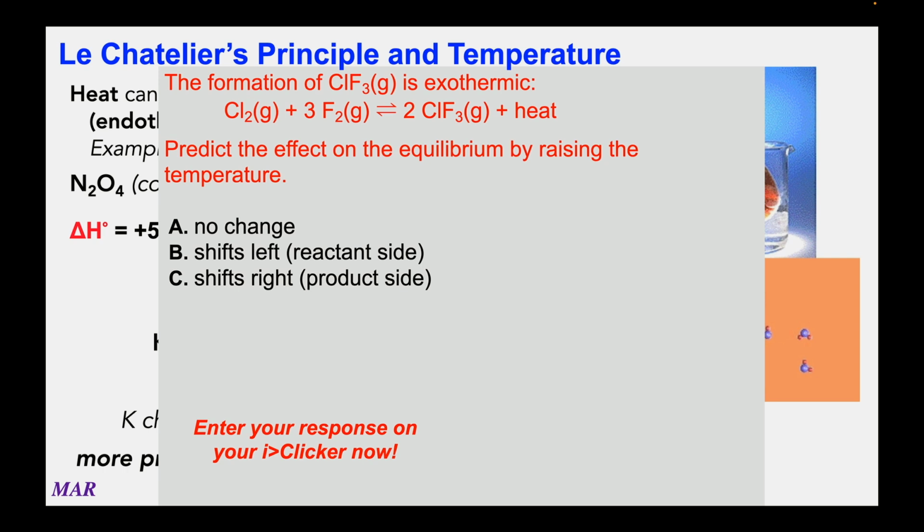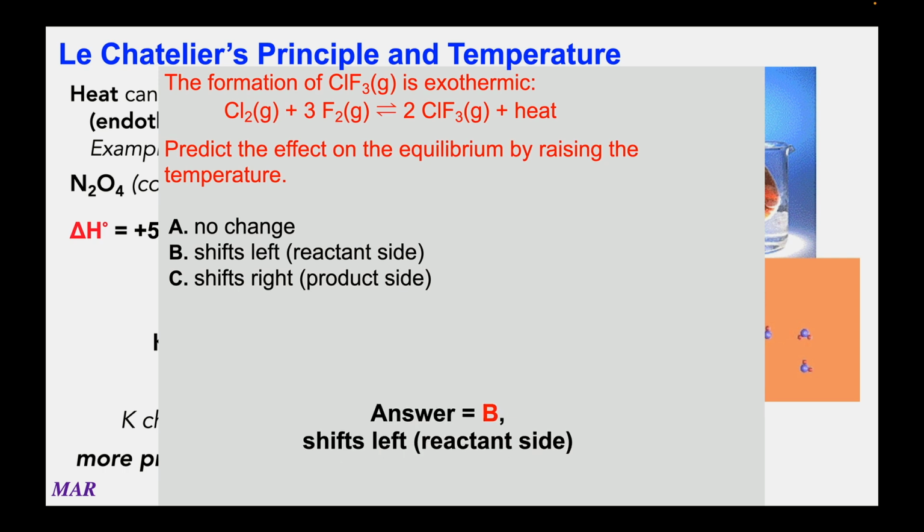So if you're adding heat, the reaction's going to shift to the reactant side, to the left. So we would expect there to be more chlorine and fluorine as you raise the temperature instead of ClF3. And that's because this is an exothermic reaction. Endothermic would be the opposite. But that's why it's so important to pay attention to the sign of delta H.